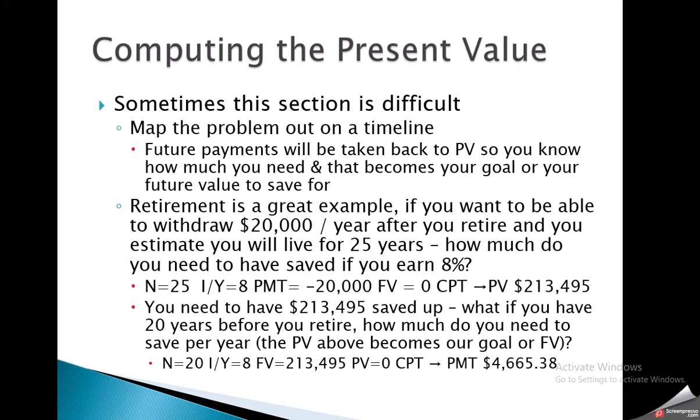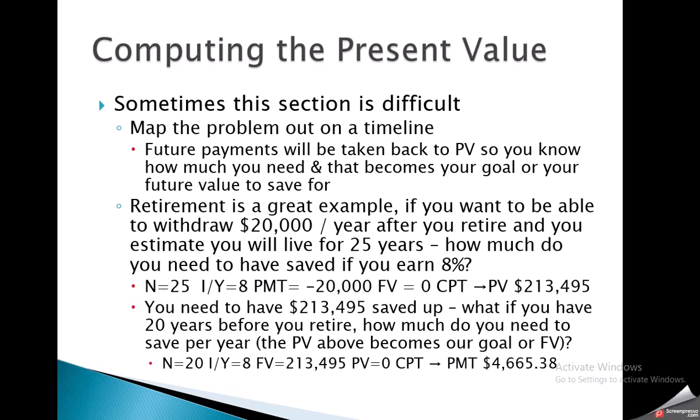So it's retirement. And you will have this on your test, but even not from the test standpoint, just to understand it for your own standpoint is a great idea. So with this example, if we're saying when we retire, we want to be able to withdraw $20,000 each year after we retire. We estimate, say if we retire at the age of 65, we think we're going to live to be 90. So we estimate our lifespan to be 25 years after we retire. How much do we need to have saved if we earn 8%?